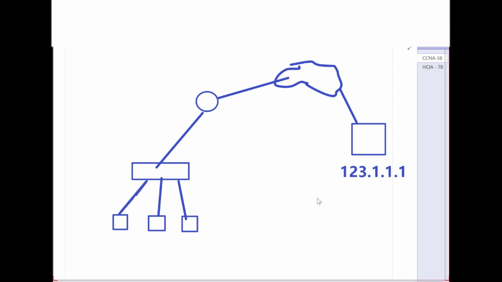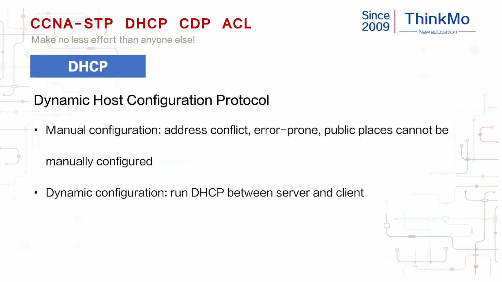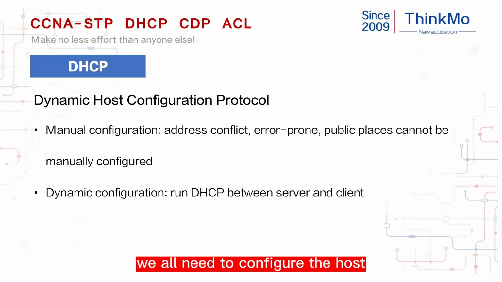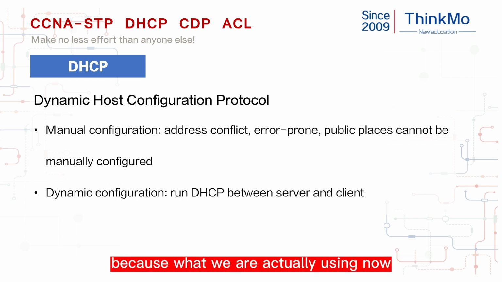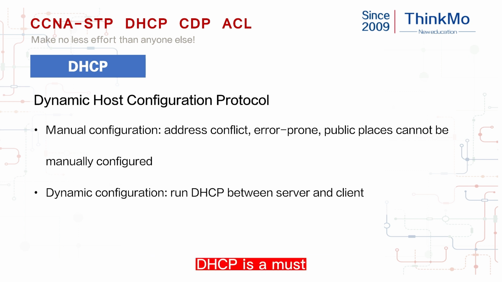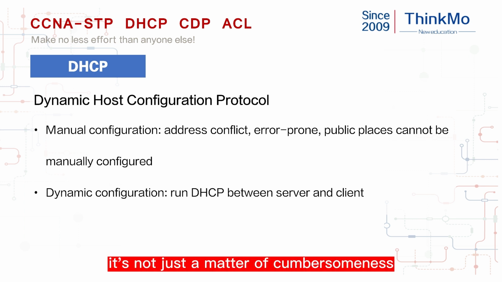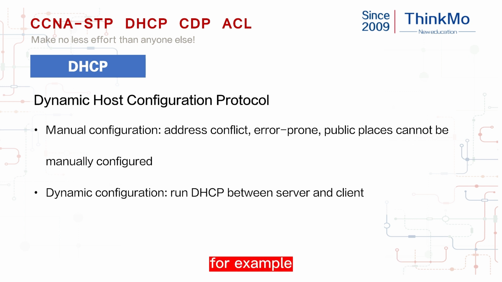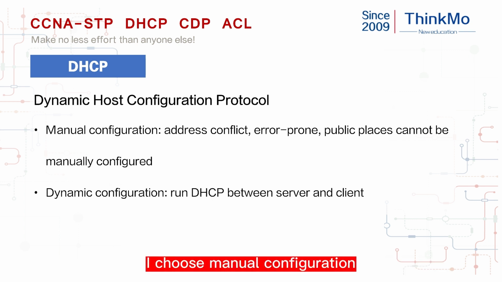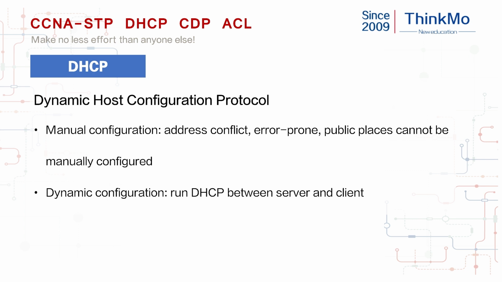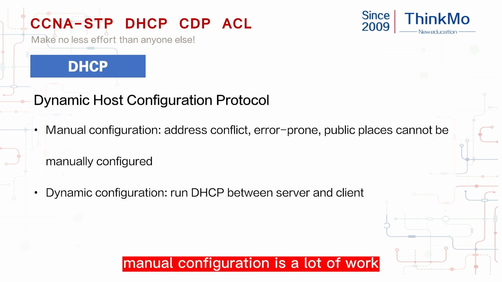But you need to know we will have a server like this. Actually, we all need to configure the host, but we don't seem to have configured it now, because what we are actually using now is the way of automatic acquisition. DHCP is a must. It's not just a matter of cumbersomeness. Manual configuration has some disadvantages. For example, I am now going to configure an address for my computer. I choose manual configuration. First of all, manual configuration is a lot of work. You can easily configure address conflicts.